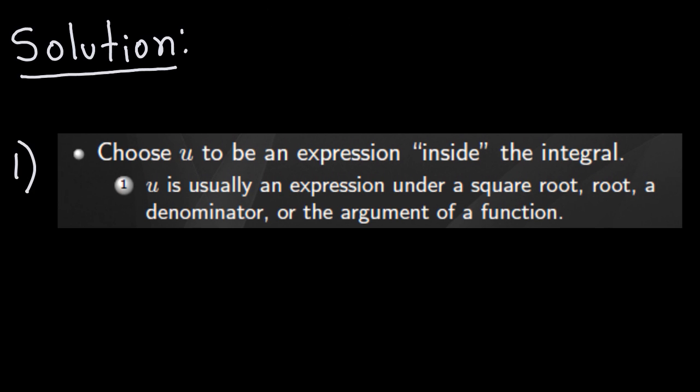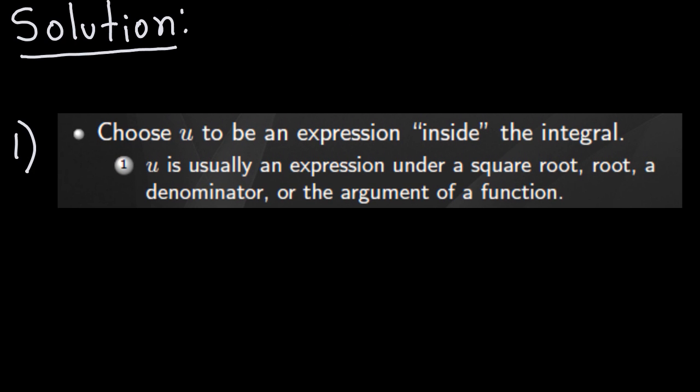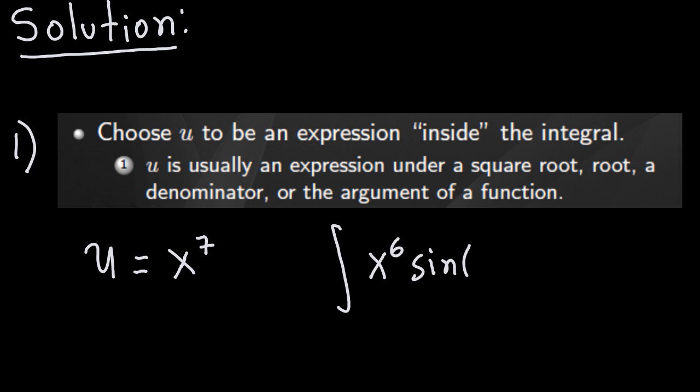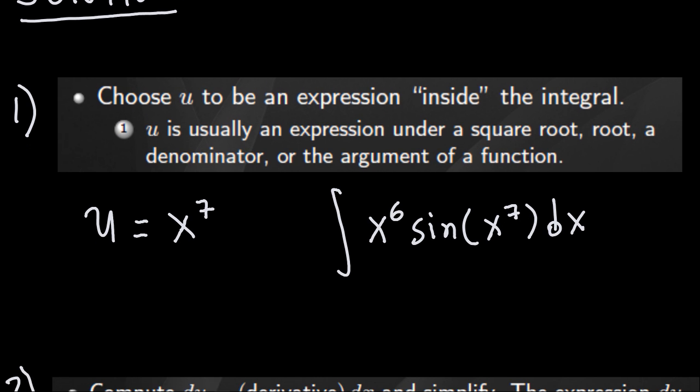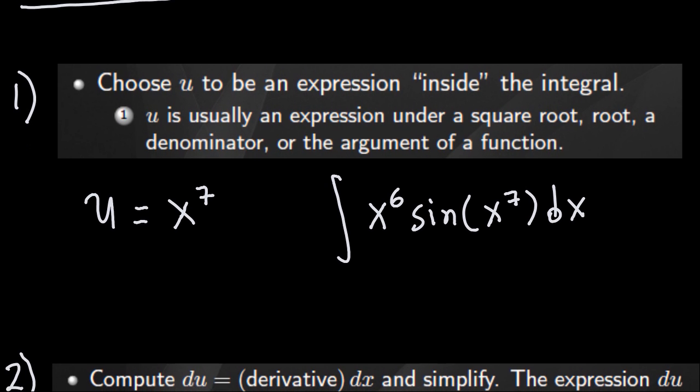Let's try u equals x to the 7. So I'm going to try my u equals x to the 7 power that I have here. Remember that the integral is x to the 6 sine of x to the 7th power dx. So I'm naming my u to be the argument of this function sine. That's only the first step. So u should be something inside the integral.